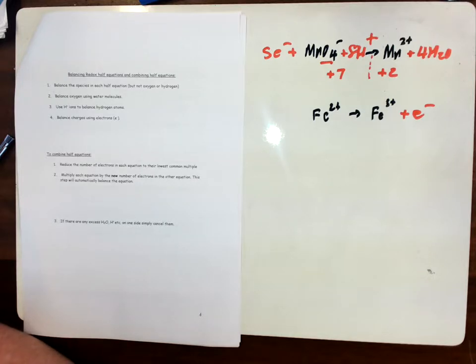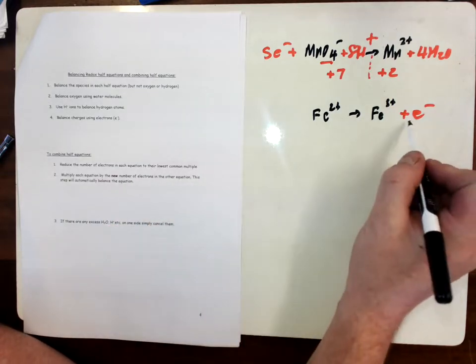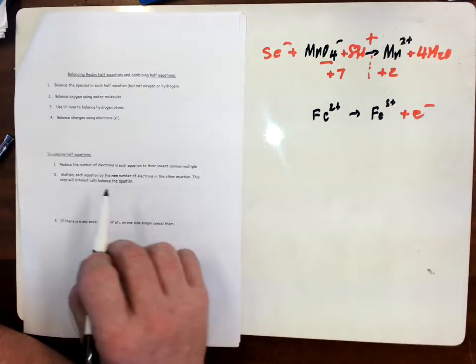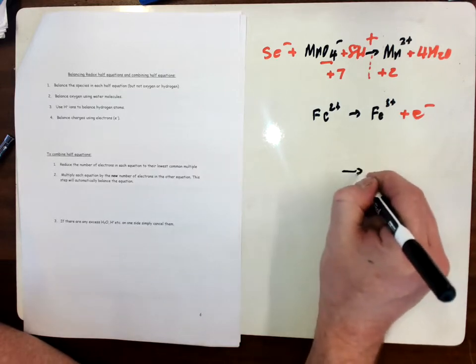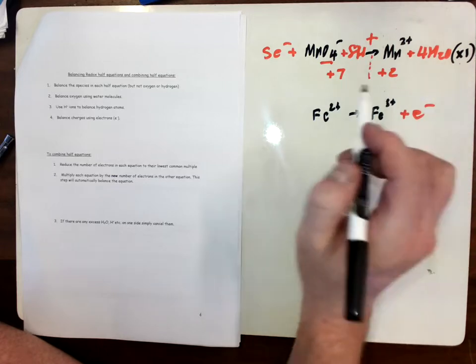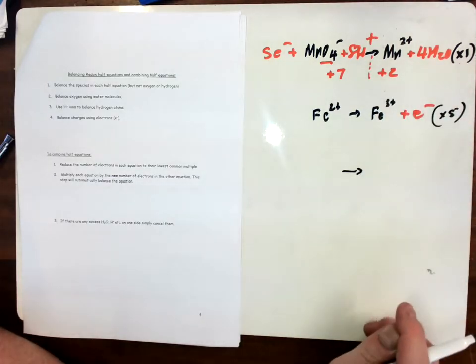Then we've got to combine these two half equations together to get a full ionic equation. So you reduce the numbers of electrons in each equation to the lowest common multiple. Well, they're a 1 and a 5, so I can't reduce them any further here. Then you multiply each equation by the number of electrons in the other equation. So I'll put my arrow down there. There's 1 electron in here, so I multiply everything on that one by 1. 5 electrons here, so I multiply everything on that by 5, and then I combine.